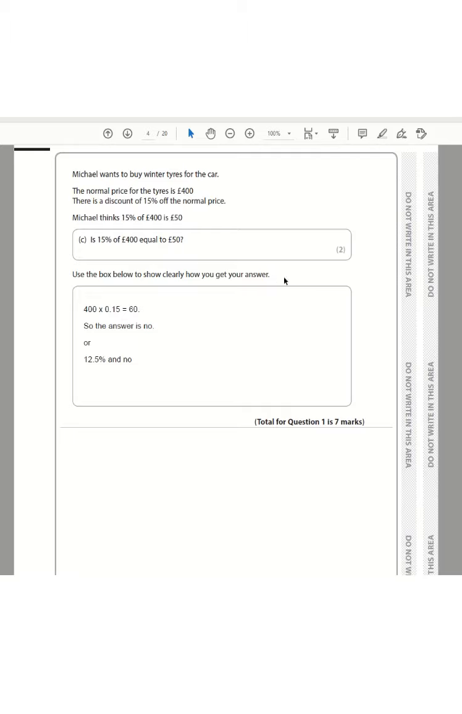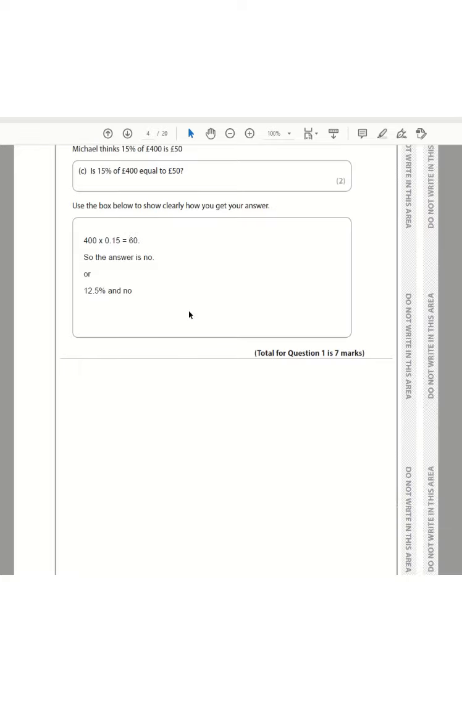So what you're doing is showing your answer here. There are different ways of doing percentages, and this is a very quick way of doing it. If you do 400 times 0.15, that'll give you your figure of 60. So that tells us the answer is going to be no. He's saying 50, in fact, it's £60. What I've neglected to do there is put the pound sign in, which you must do. You're sometimes given grace in these papers, but it's good practice to put that in. Or it's 12.5% and no, because you can then do a backtrack and work out how much it actually is. Again, have a read, have a play with that question.